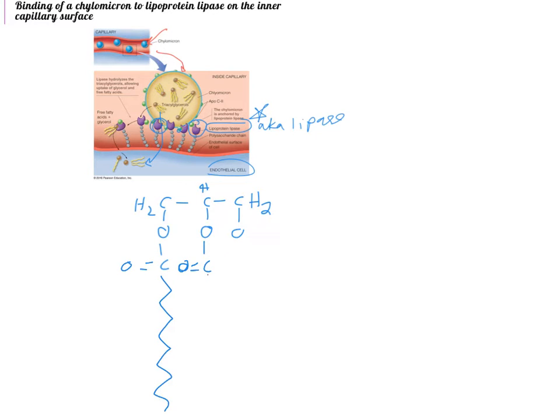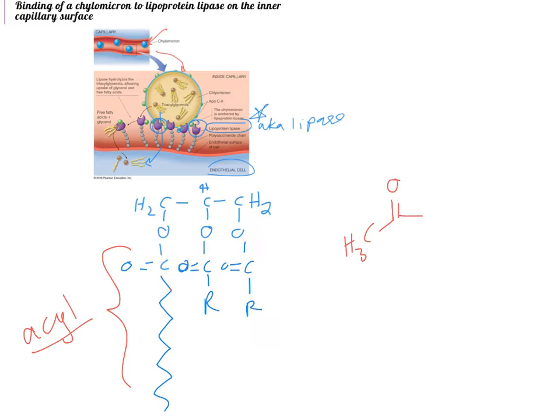Oftentimes, this acyl tail is abbreviated with an R. And just as a reminder, this functional group right here is called acyl. It's an acyl group where the carbons coming off is more than one. If you remember, the CH3 is an acetyl group because there's only one carbon. So acyl means there's more than one carbon coming off of here.